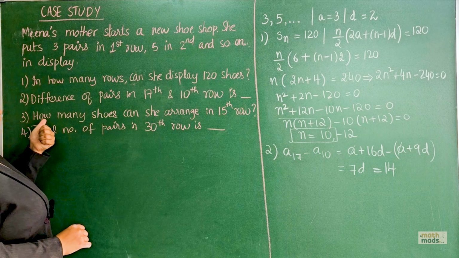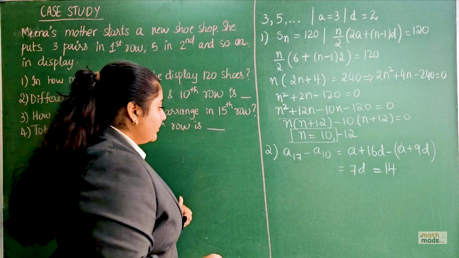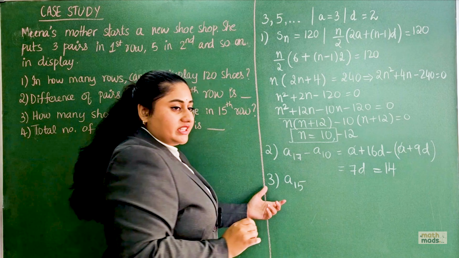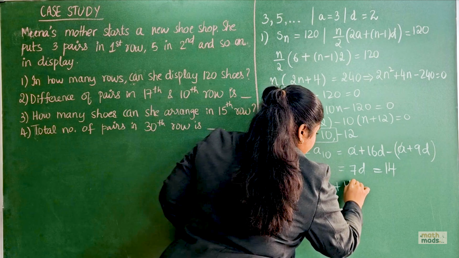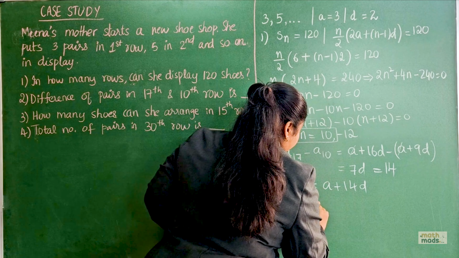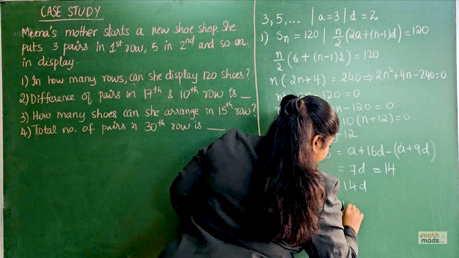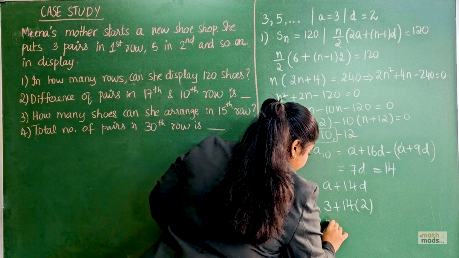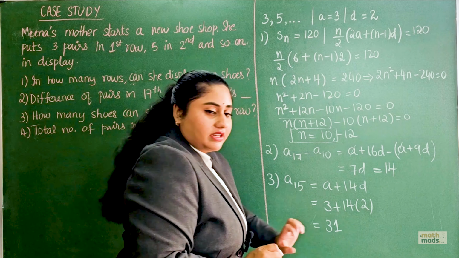Now let's look at the third one. How many shoes can she arrange in the 15th row? So what are they asking for? a15. In the 15th row, how many shoes can I put? So a15 is nothing but a plus 14d. Now what is a? In the first row, I have 3. So 3 plus 14 into 2. 14 2s are 28, plus 3 will give me 31. So in the 15th row, she can put 31 shoes.